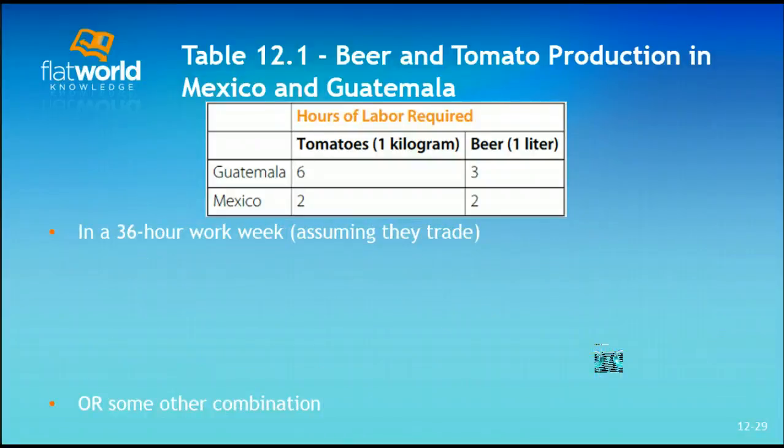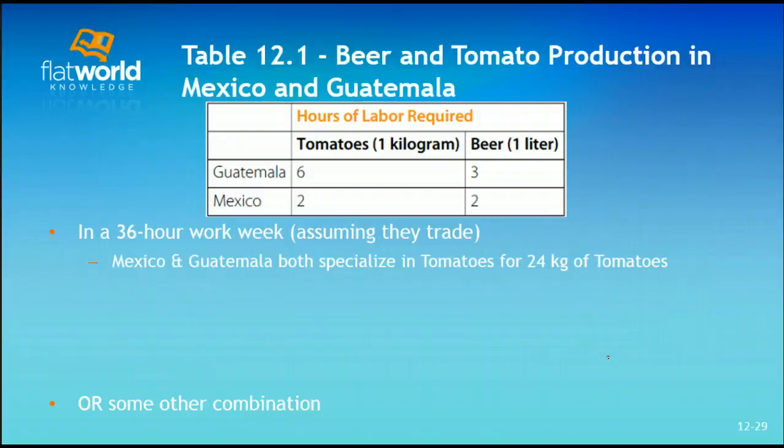Now your book works you through some different combinations, let's just say in a 36-hour work week. Assuming Guatemala and Mexico decide to trade, Mexico and Guatemala could both specialize in tomatoes, and together they could produce 24 kilograms of tomatoes. And that's because in a 36-hour work week, Guatemala could produce 6 kilograms of tomatoes, and Mexico could produce 18 kilograms of tomatoes, and that's how we get to 24 kilograms of tomatoes.